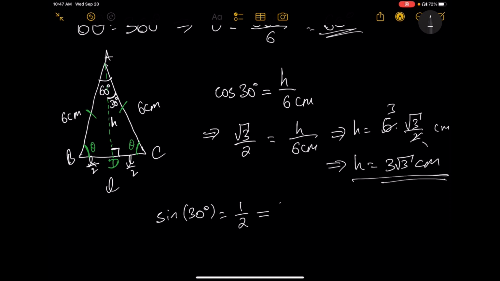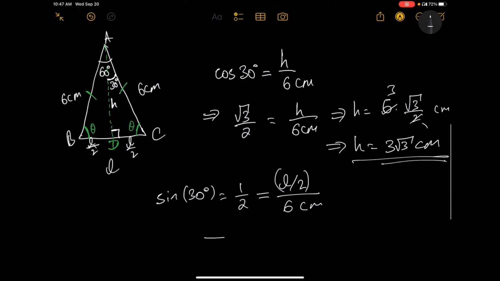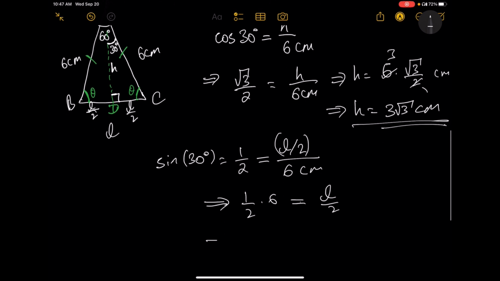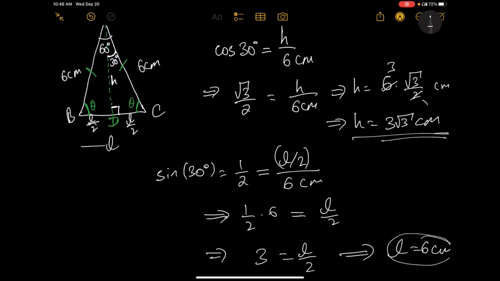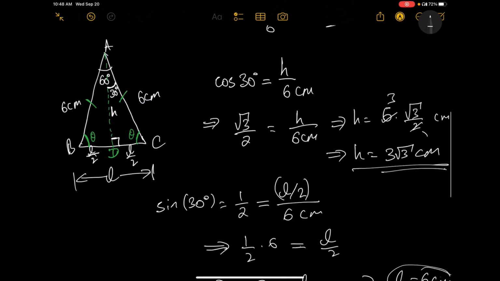What is opposite? The opposite is L over 2 over the hypotenuse. The hypotenuse is 6 centimeters. So, multiply both sides by 6, we get 1 over 2 times 6 is equal to L over 2 ማለት ነው, which is 3 is equal to L over 2, which implies that L is equal to 6 ማለት ነው. L 6 ሴንቲሜትር ሆኖ ታገኘ። L 6 ሴንቲሜትር ከሆነ we can calculate the area of triangle ABC.